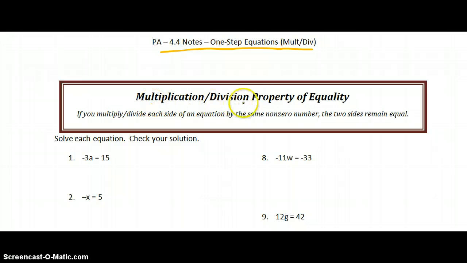Remember, the multiplication and division property of equality says if you multiply or divide each side of an equation by the same non-zero number, then the two sides are going to remain equal. You know it as the golden rule of algebra. Whatever you do to one side of an equation, you must do to the other.